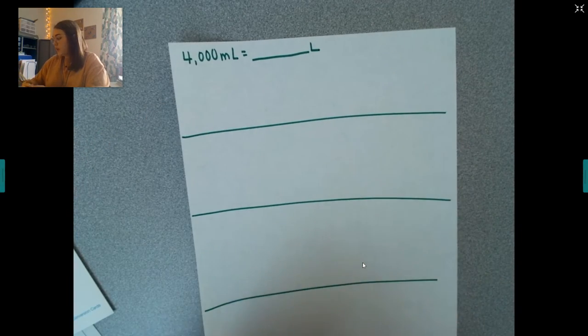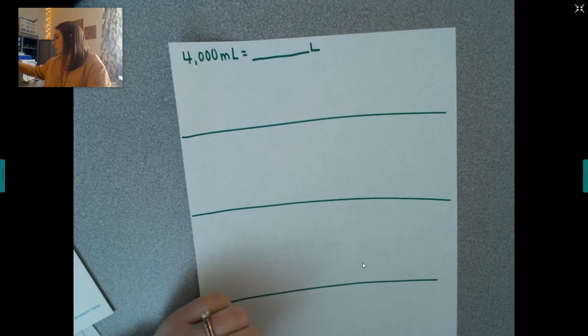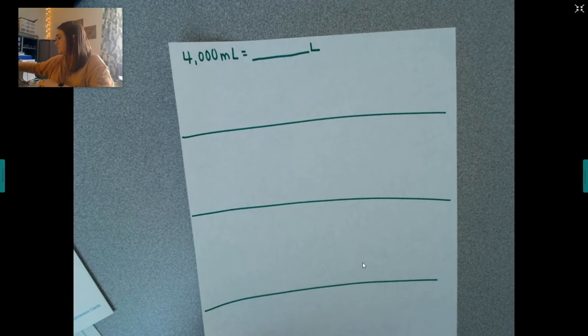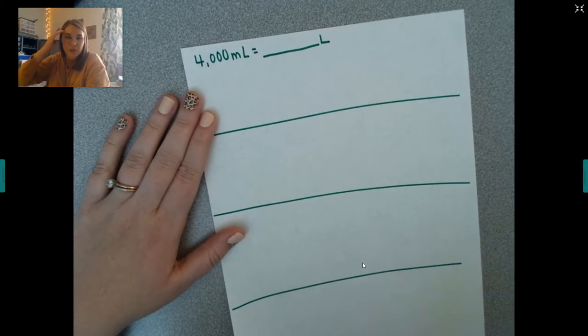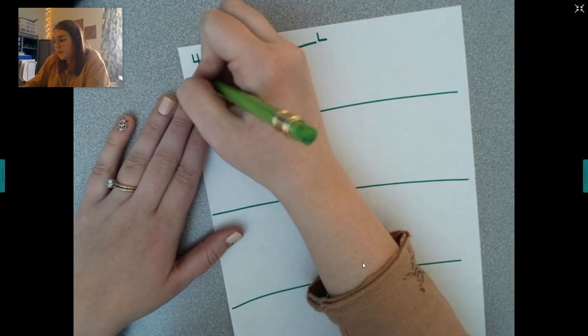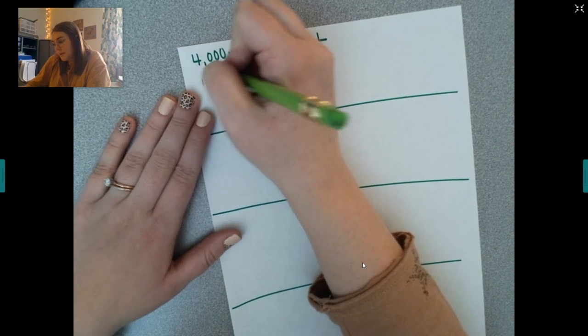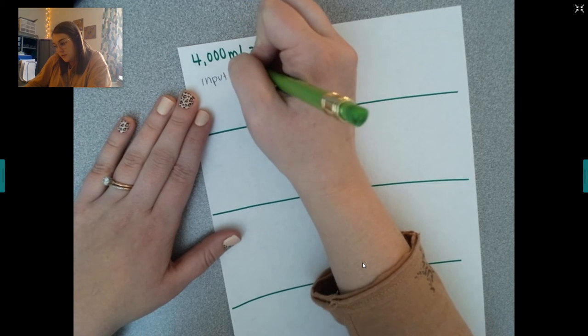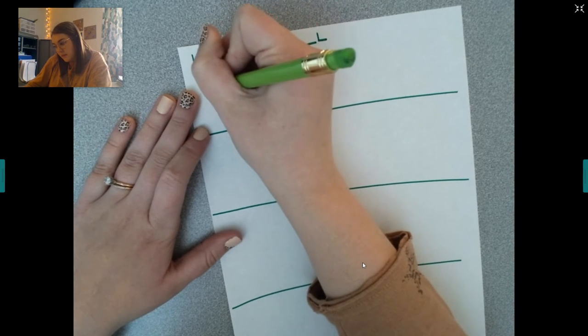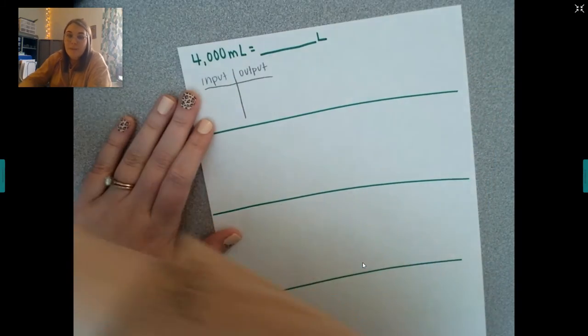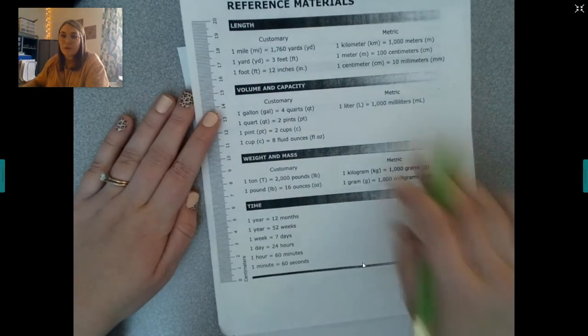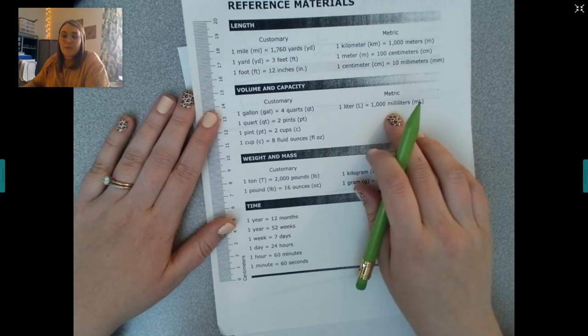So let's take a look. If I'm going to put this into an input-output table, first things first is I've got to draw my input-output table. The first one I'm going to do with you. For the next 3, you're just going to check your answers with me. You guys are getting pretty familiar with these. First thing is I'm going to put input, output, and I'm going to draw my line. So I've got to find what matches. The cool thing is, guys, there's only one. 1 liter equals 1,000 milliliters.